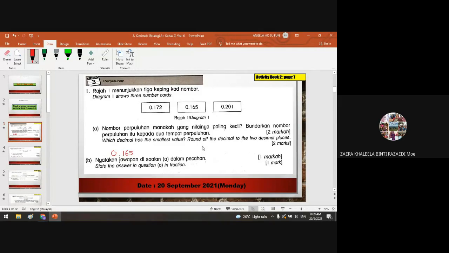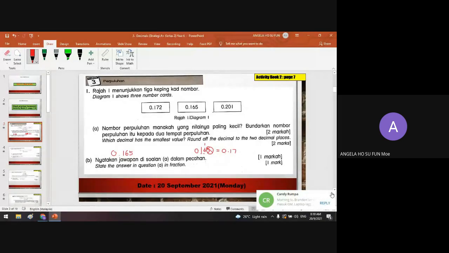0.17. Okay, so try to see, 0.165. They want 2 decimal places. So you look at the third one, 5. 5 is a big number. If you want to round off, 5 is a big number, so you cut this and add 1 here. So your answer will be 0.17. Okay, you are correct.